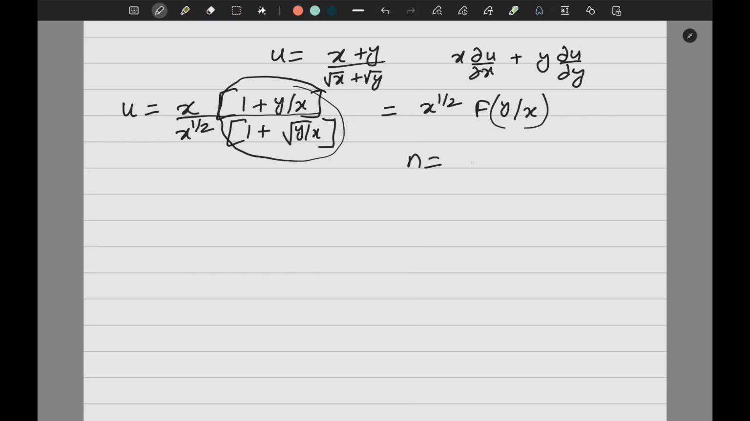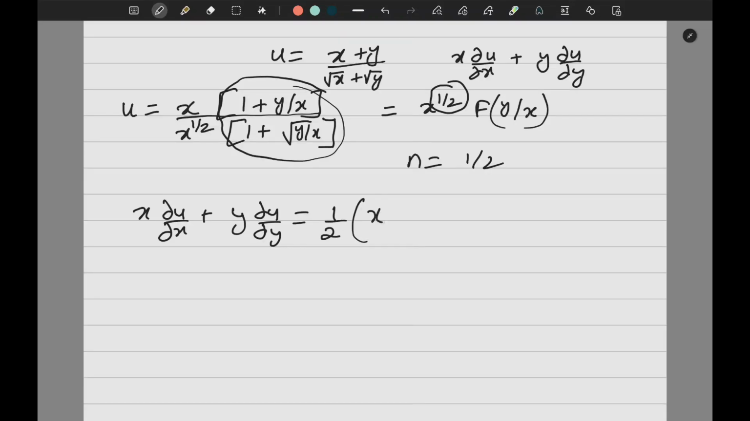I got my standard format. What is the value of n here? N is 1 by 2. So my theorem says x dou u by dou x plus y dou u by dou y is equal to nu, so 1 by 2 u. U is x plus y upon root x plus root y. So I am done.